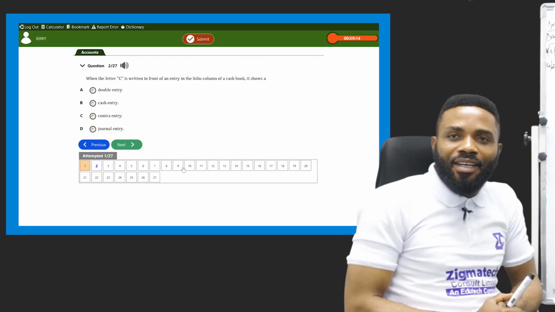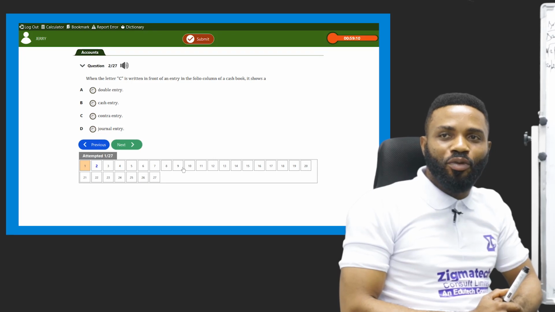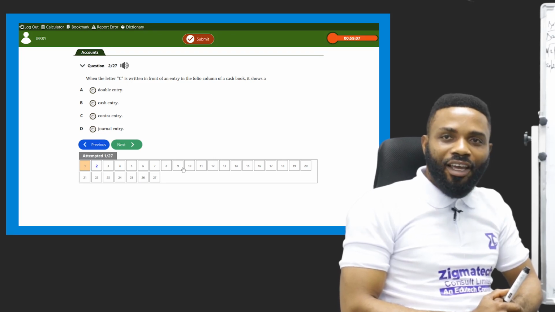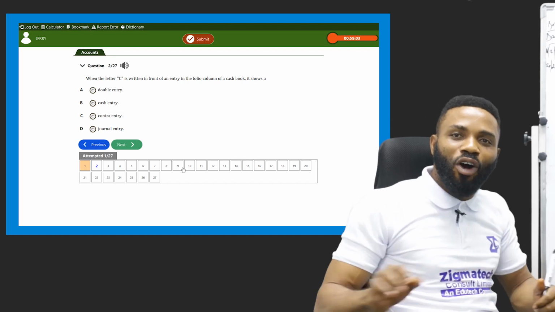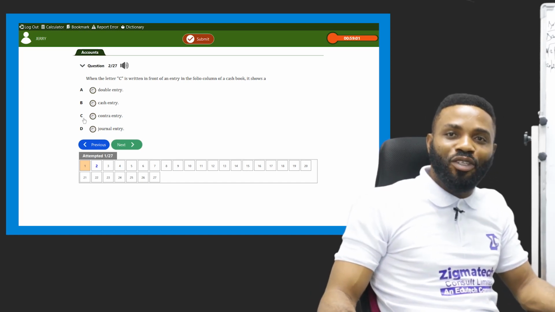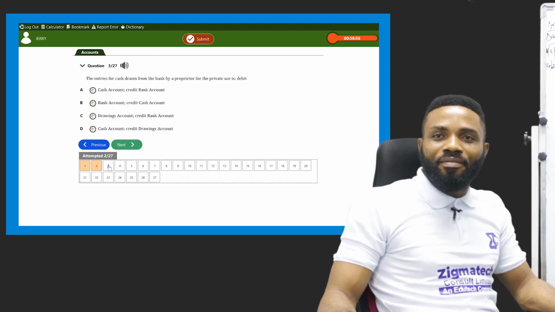Let's look at the next question. When the letter C is written in front of an entry in the folio column of a cash book, it shows a dash. A, double entry, cash entry, contra entry, and the what? D is journal entry. The answer is what? Is contra entry.